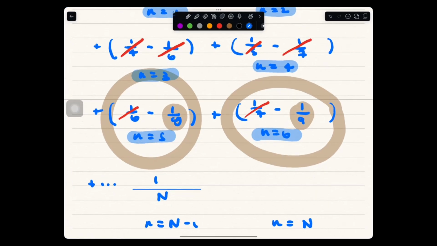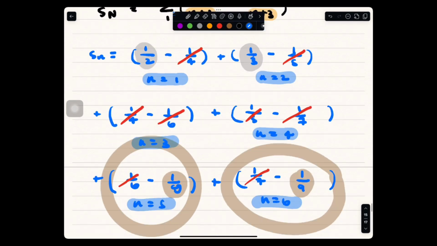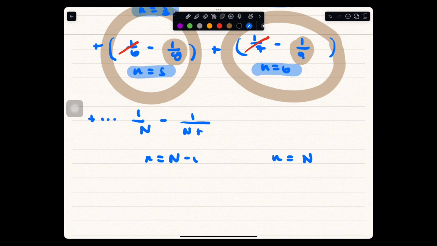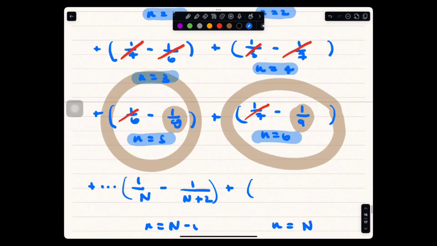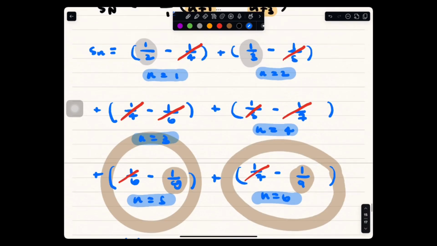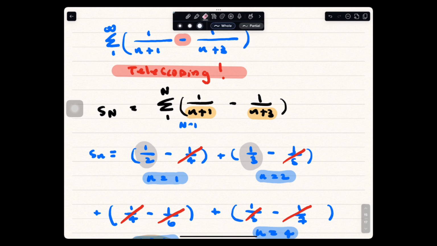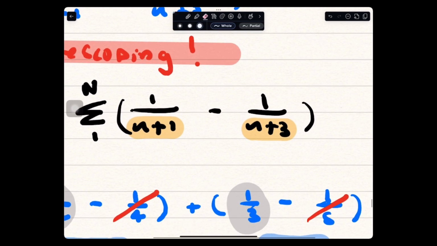1 over n over here. Minus 1 over n plus 2. And then, finally, 1 over n. That'll be 1 over n plus 1. Where are these indexed? Minus 1 over n plus 3. Okay? So we're just plugging in those values here in this difference.